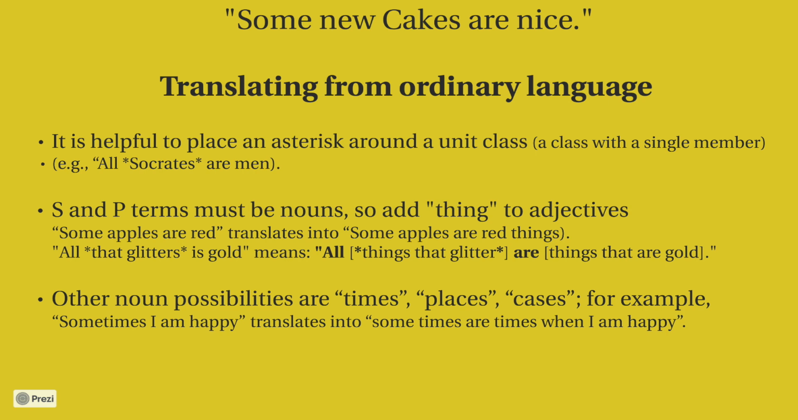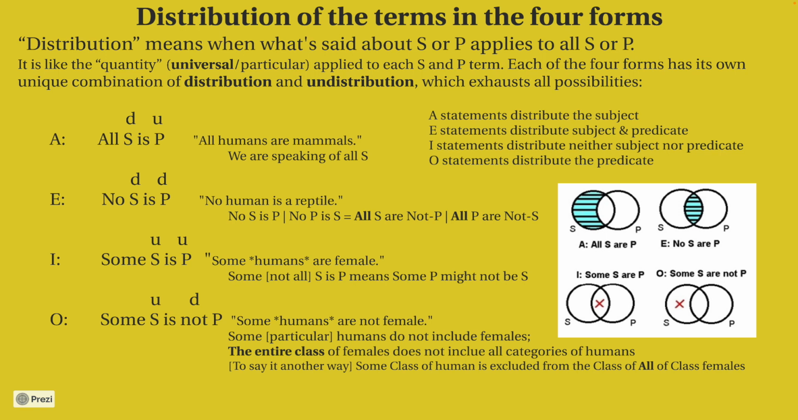Now we also have to consider the distribution of our terms. And this can be a little tricky at first. Distribution means that what is said about S or P applies to all S or P. In each of our four forms, each term is either distributed or undistributed. When we say all S is P, we are speaking of all S, and yet we've said nothing of all P. For example, all humans are mammals. We have spoken of all humans, but said nothing of all mammals. And so in our A proposition, S is distributed while P is undistributed.